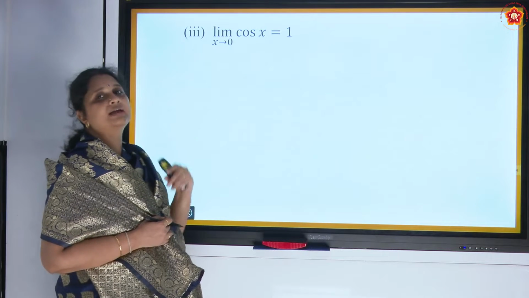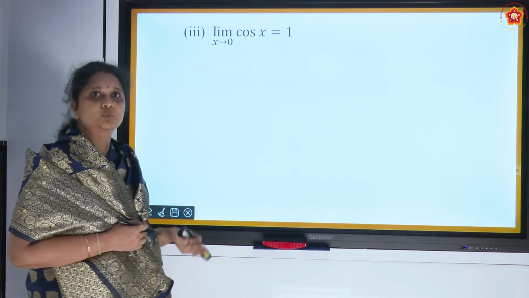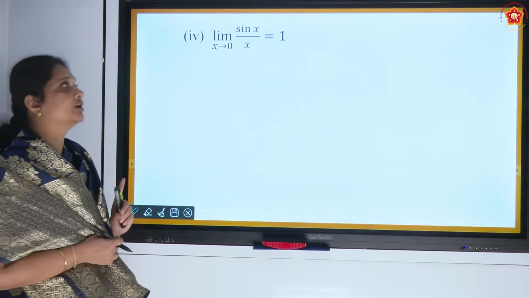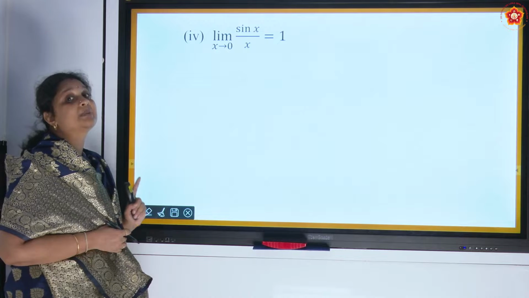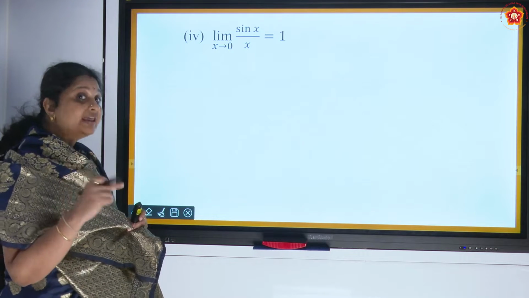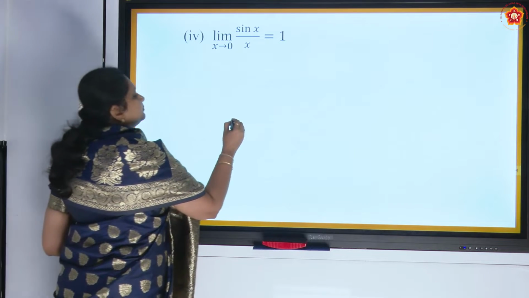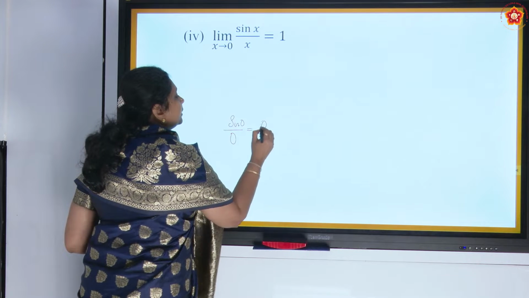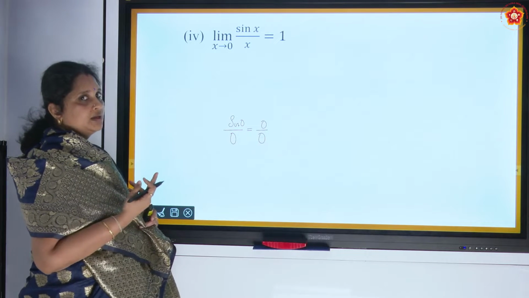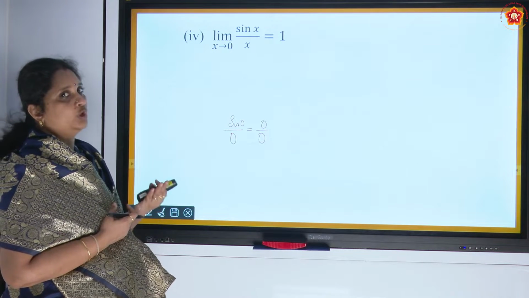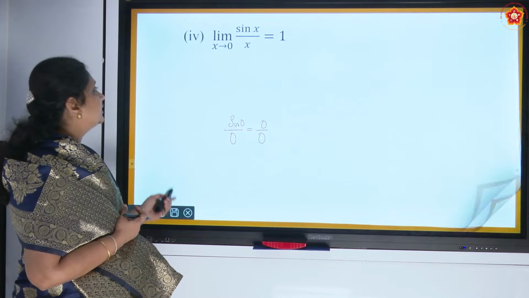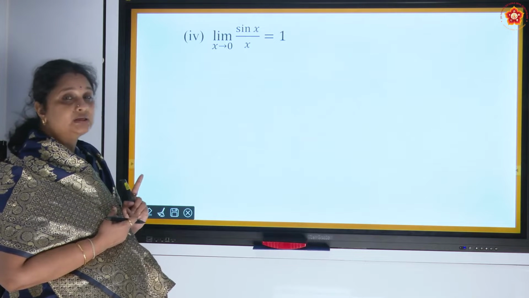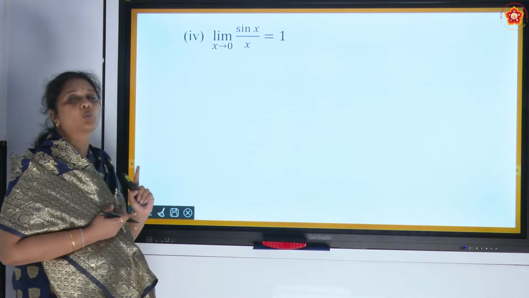When you substitute x as 0, you get that cos 0 is 1, right? So now the next one. Now this is a very special function. Limit x tending to 0, sin x by x. Now when I substitute the x value directly, what happens? Sin 0 by 0. You always know that sin 0 is 0. It gives you 0 by 0 format. It becomes an indeterminate form. You will not be able to evaluate. So this particular result is very, very important. So limit x tending to 0, sin x by x is 1.